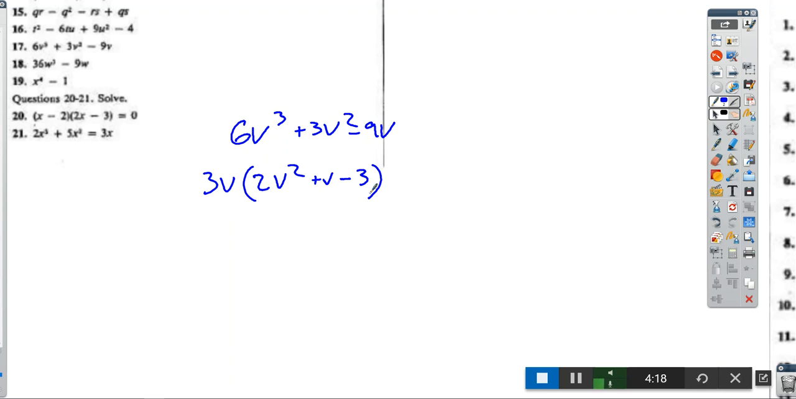So I can probably still factor this. I still have my 3v on the outside. I don't want to do 2 times 3, because that's 6. But 3 minus 2 is 1, and that's a 1v. So if I have a plus 3 and I have a 2v and v minus 1, because 3 times v is positive 3v, 2v times negative 1 is negative 2v. 3v minus 2v is 1v.